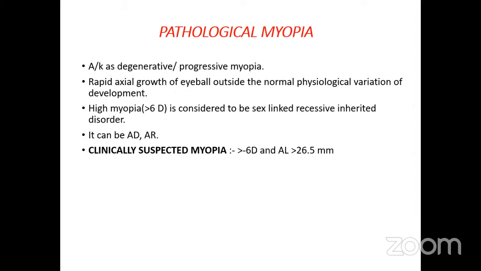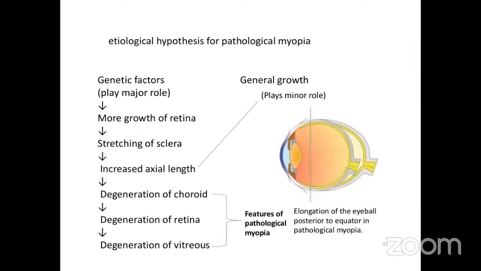Then pathological myopia, it is known as degenerative or progressive myopia. It is the increase in axial growth beyond the normal physiological variation, and it is high myopia, more than 6 diopters, considered to be sex linked. Then etiological hypothesis of pathological myopia: some genetic factor along with a general growth factor like nutritional deficiency or endocrinal abnormality results in the growth of retina, and then sclera due to its distensibility stretches, but due to this stretching, choroid undergoes degeneration, and then retina and vitreous also undergo degeneration.